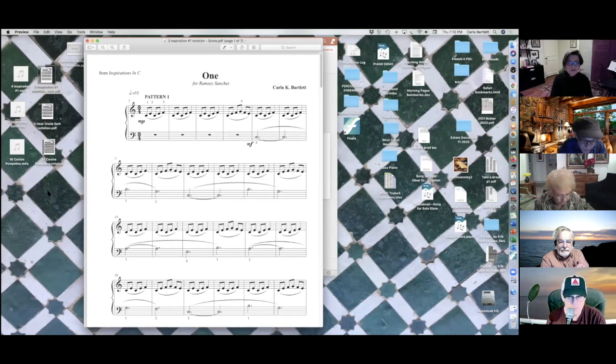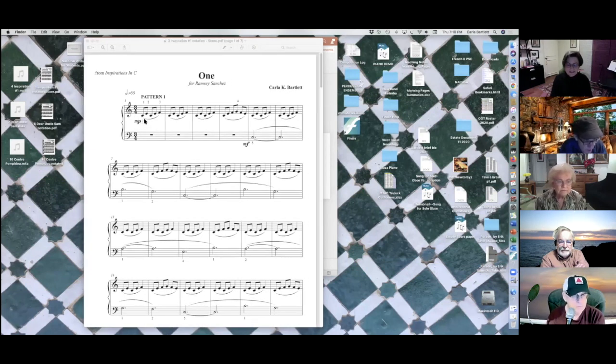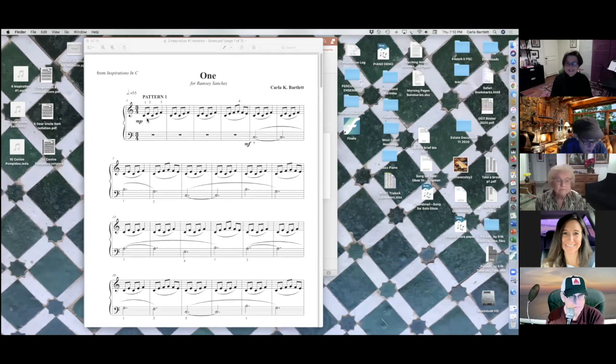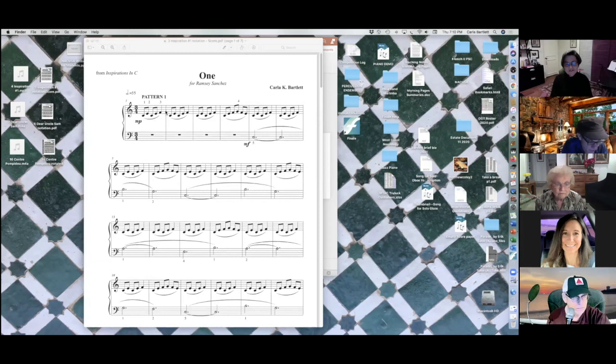So the first thing we notice is that we've got the compositional device of repeating patterns. The right-hand pattern, eighth notes and quarter notes, small intervals. The left-hand melody, very slow moving dotted halves and larger intervals. The piece is technically accessible. It only has 7 different right-hand patterns.